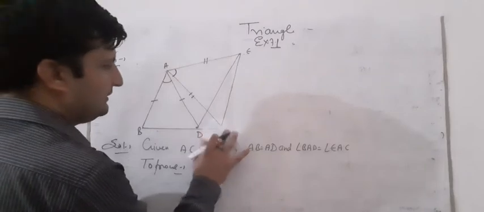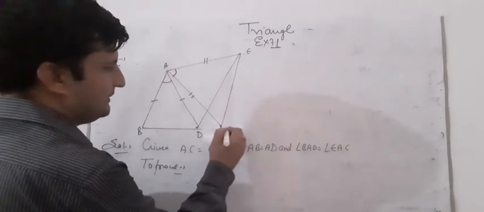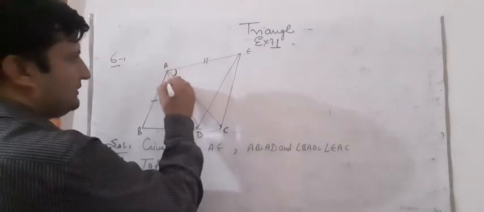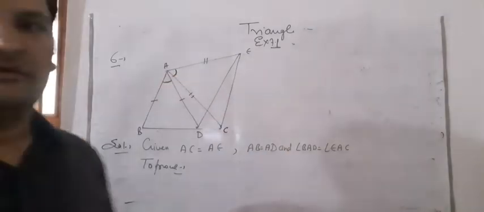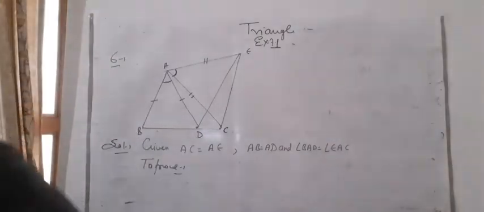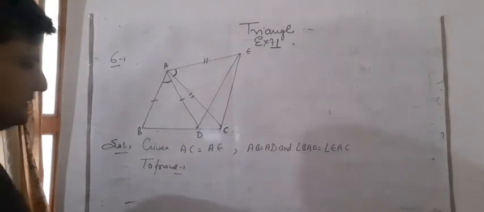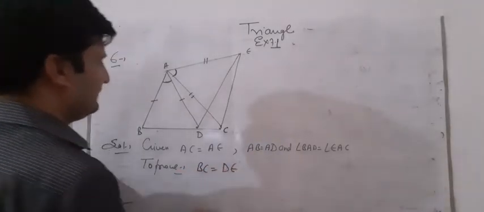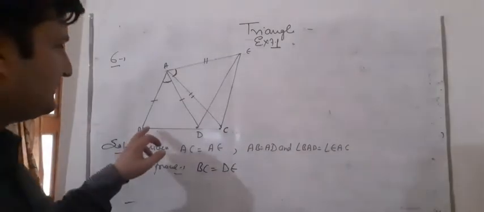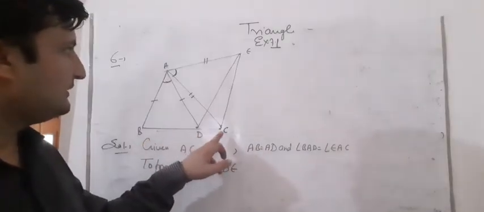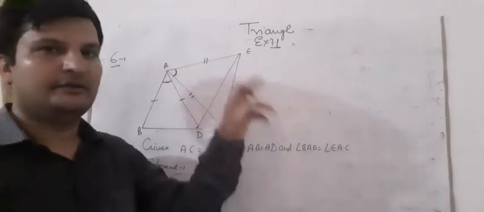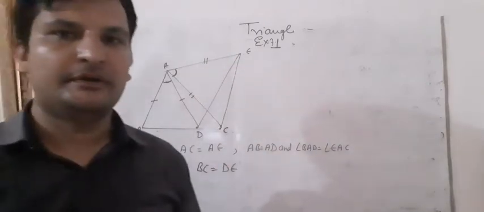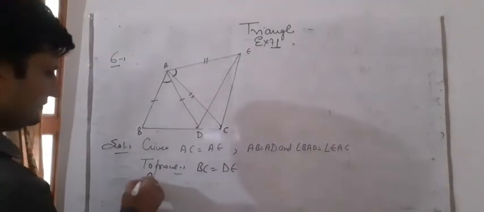This is the C part. These two angles are also equal. This is given. We have to prove that BC is equal to DE. BC is equal to DE. Now we have to prove that BC is equal to DE. Now how can we prove it? We can write it here, prove.